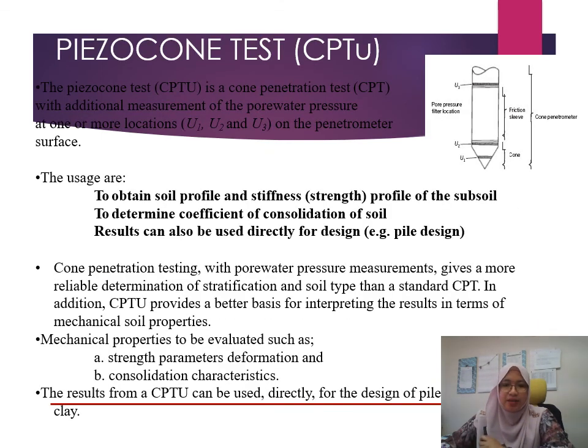Next testing is the piezo cone test. The piezo cone test is a cone penetration test with additional measurement of pore water pressure. Piezo stands for water, so the piezo cone is suitable to determine the pore water pressure of the soil. The usage of this test is to obtain the soil profile, the stiffness profile of the subsoil, to determine the coefficient of consolidation of soil, and the result can also be used directly for design.